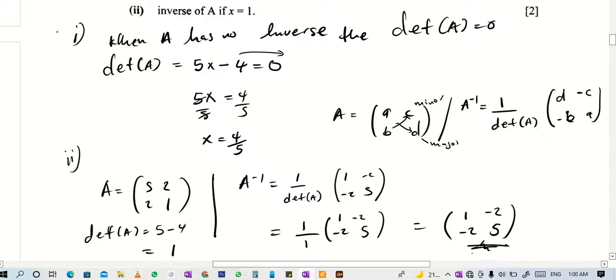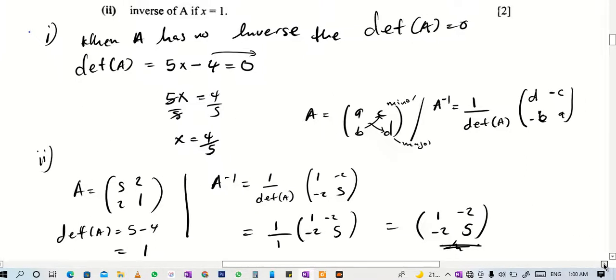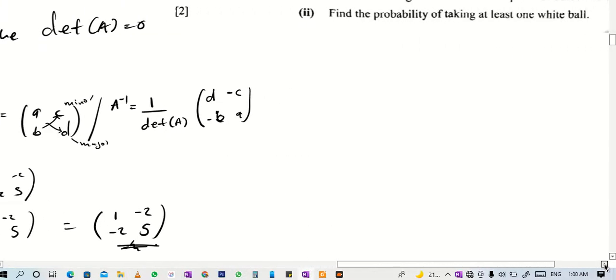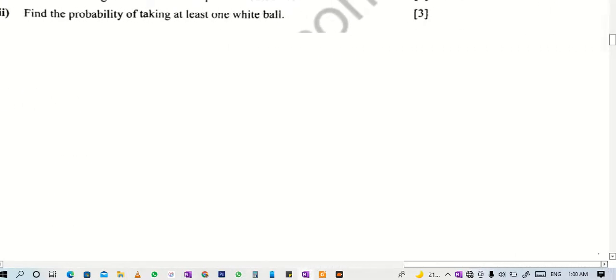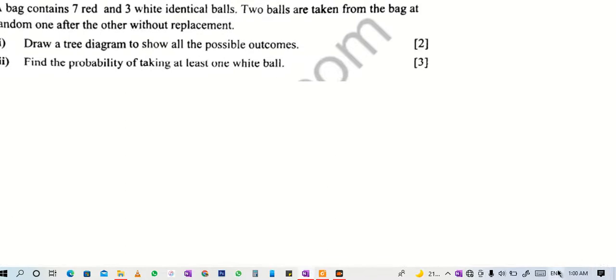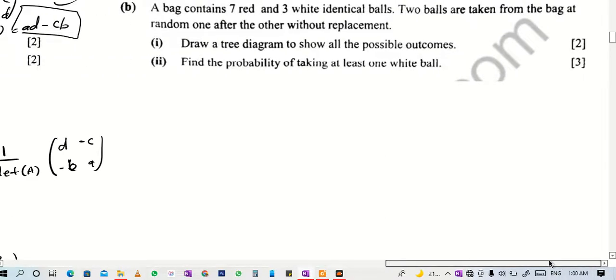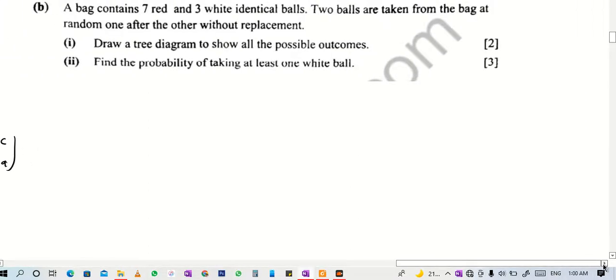So this is how you work out question 1A. So for B, on probabilities, how do you tackle this question?